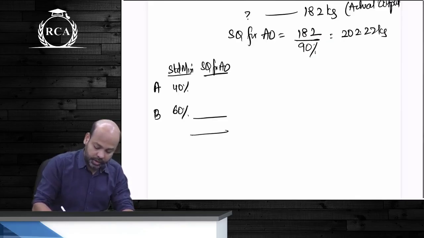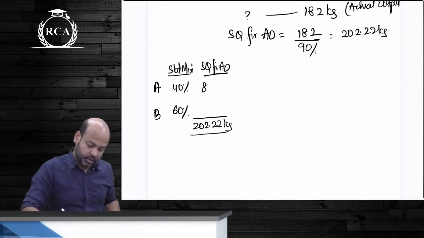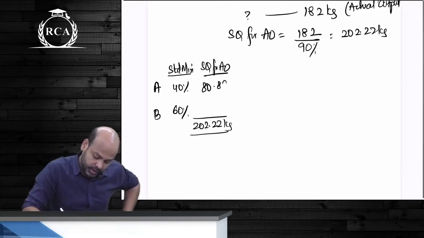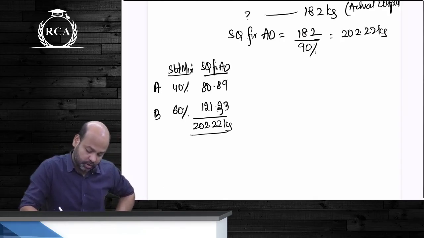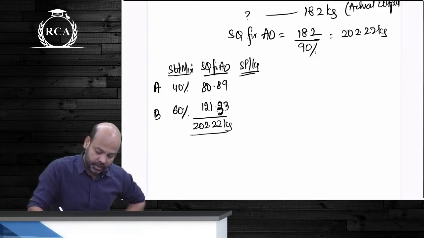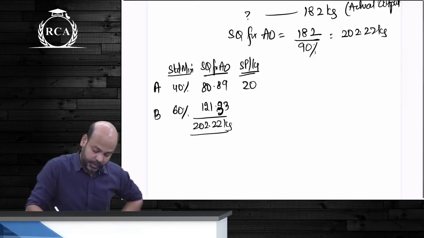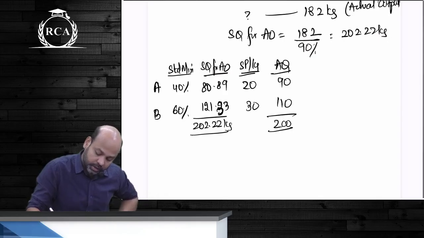स्टैंडर्ड क्वांटिटी को बेटा 202.22 kgs को डिवाइड करो, 80.89 and 33 guys. Standard price per kg beta is 20 rupees and 30 rupees. Actual quantity is already given in the question, 90 and 110. So this will be 200.